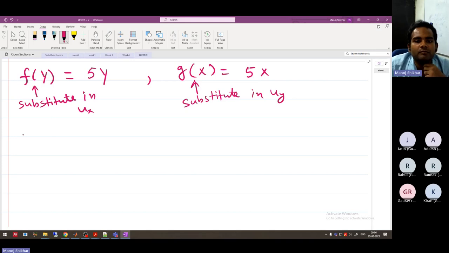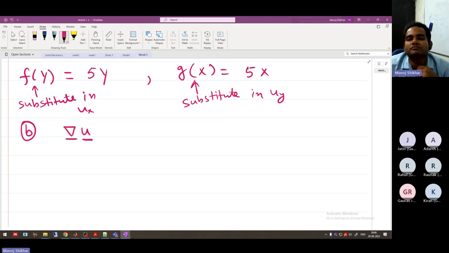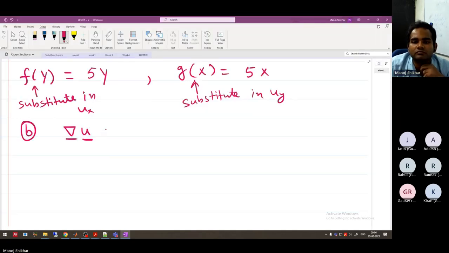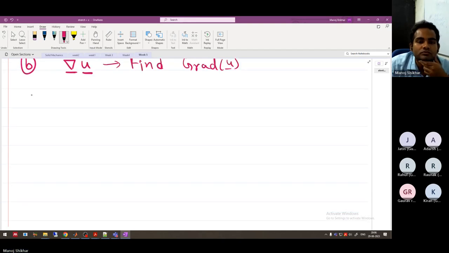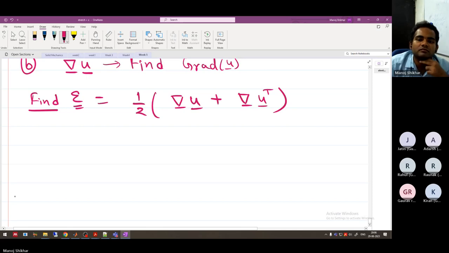Now for part B, I will just give you the steps you have to follow. Now you have ux and uy. You can find the gradient of u. Step 1, find the gradient of u. Step 2, find the strain tensor, find epsilon. How will you find it? 1 by 2 times gradient of u plus gradient of u transpose. After that, the trace of epsilon will be the volumetric strain.